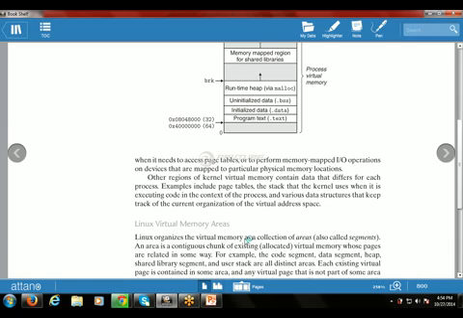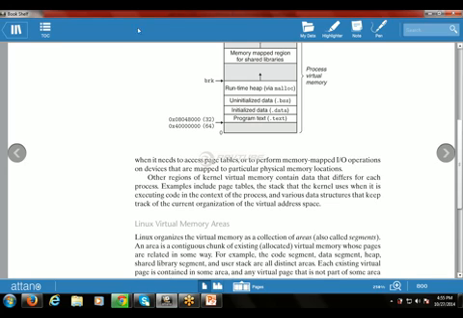An area is a contiguous chunk of the existing virtual memory. That is, it is a chunk or a combination of the existing virtual memory whose pages are related in some way. For example, the different areas: one is used for the code, known as the code segment. One is used for the data, known as the data segment. One is used for the heap memory, known as the heap segment. One is used for storing library functions, known as the shared library. One is the user stack, for the distinct areas.